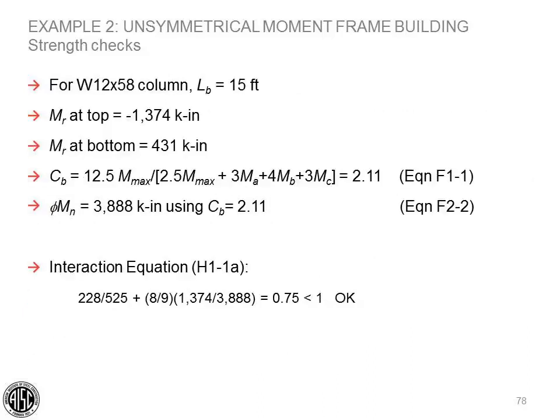Now we'll look at the column moment capacity. For the W12x58 column, the unbraced length Lb is 15 feet. Mr at the top is negative 1,374 kip-inches, and Mr at the bottom is positive 431 kip-inches, with the column in reverse curvature. We'll calculate Cb using equation F1-1 and find Cb equals 2.11. Calculate phi Mn using equation F2-2 and Cb equals 2.11, and we find that phi Mn equals 3,888 kip-inches. And finally, we check the interaction equation H1-1a, and we find we have a DCR of 0.75, which is less than 1, so the W12x58 column size is okay.